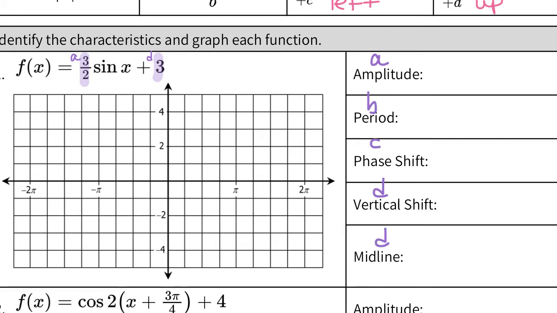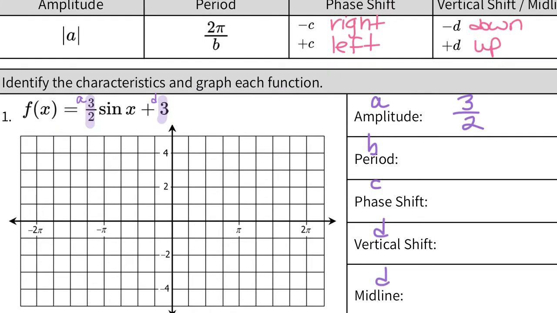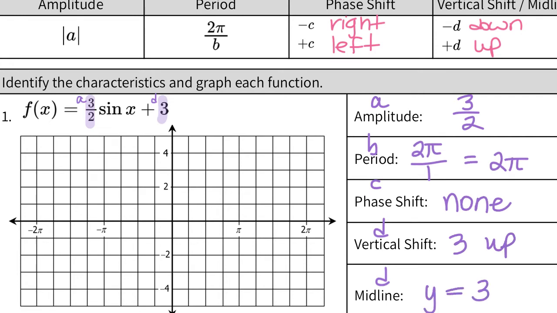Okay, so using those numbers, we're going to identify all these characteristics. Starting with amplitude. Amplitude is just straight up the A value, 3/2. Period is 2 pi divided by B. But since we didn't have a B, that's an invisible 1. And when you do this division, it just stays as 2 pi. Phase shift, there is no C, so it is not going to move left or right. Vertical shift, it has a plus 3 at the end, so that means it's going 3 up. And our midline is going to be at y equals 3.